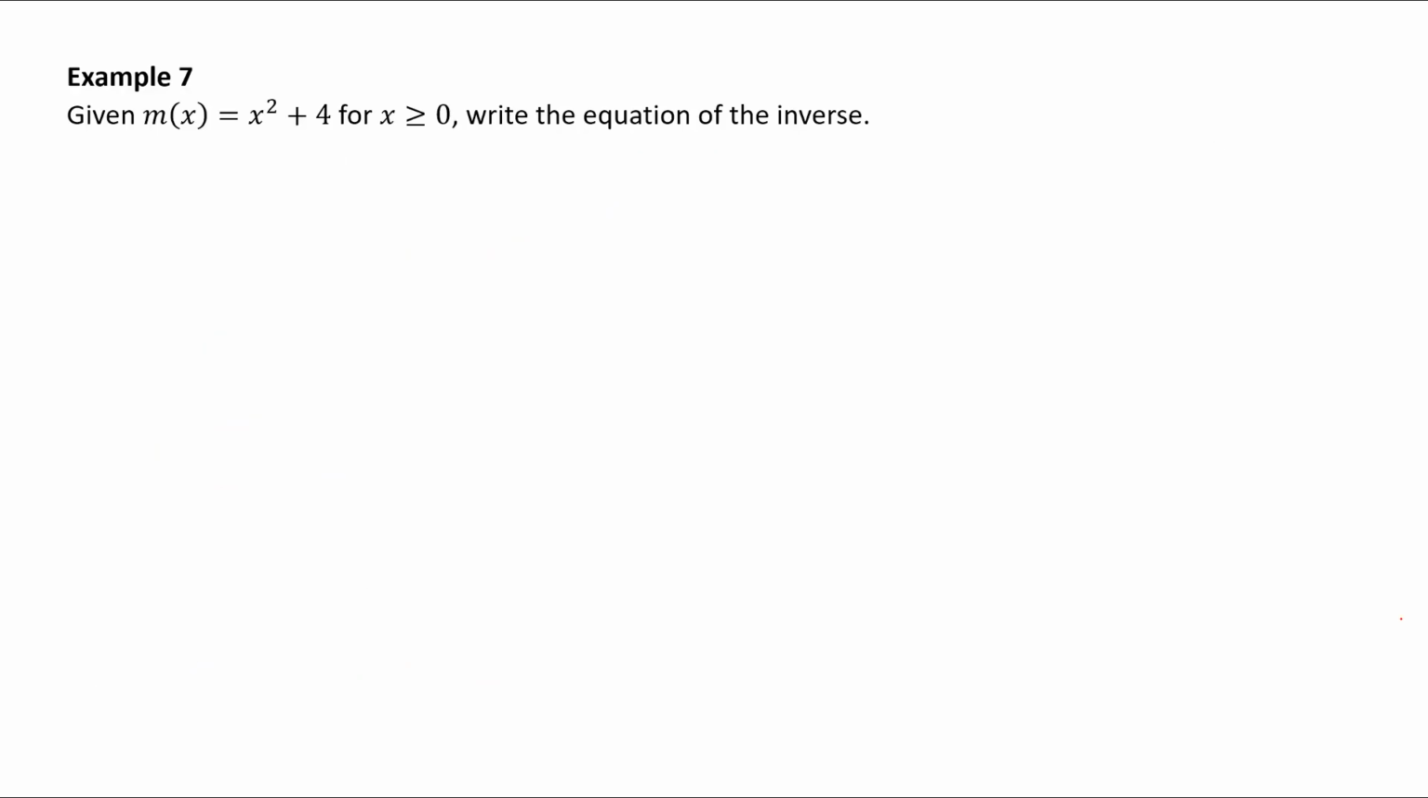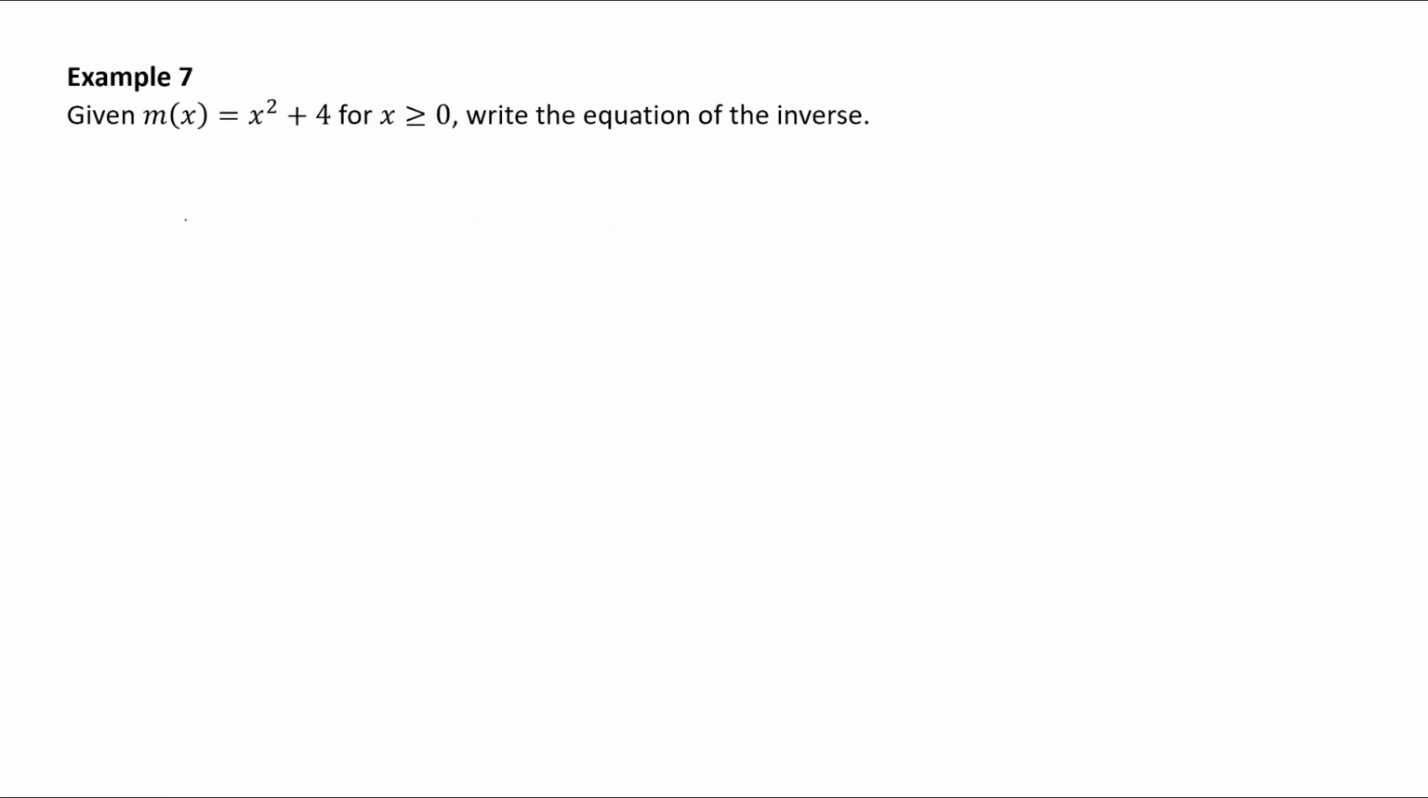All right, given m of x is equal to x squared plus 4 for x greater than 0, write the equation of the inverse. The reason it says x is greater than 0 is because this would not be a one-to-one function if we were talking about all x's, because this is a parabola. You should recognize it, x squared plus 4. And so if we used the horizontal line test on that, it would not be one-to-one. But since we're only looking at this part of it, then it is one-to-one because it only goes through once. So we're just looking at half of the parabola, just the part where x is greater than or equal to 0. And so we're going to say, write the inverse.